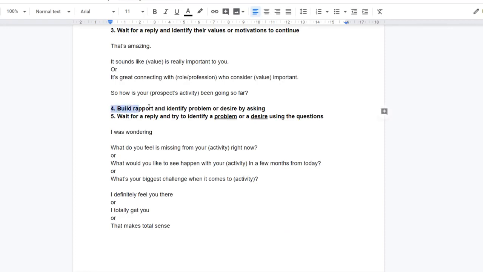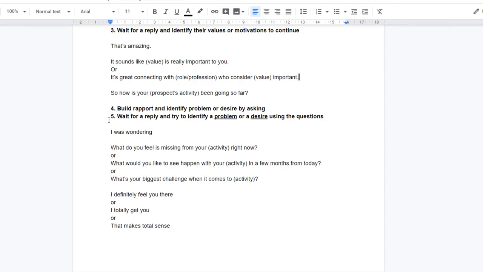So basically here we build rapport and identify a problem or a desire by asking this stuff, okay, and you don't need to actually do this word by word. For example, if the prospect doesn't answer at first, you can keep asking, like, okay, so can you tell me more about that? Or yeah, sure, I think I understand, but to make sure that I understand this correctly, can you tell me exactly what's happening? Because you want them to open up, okay?